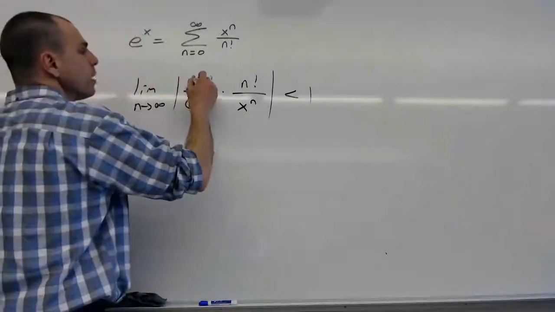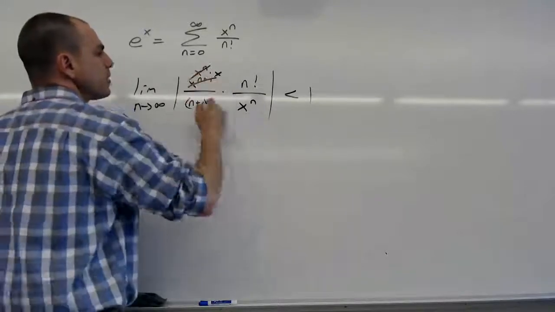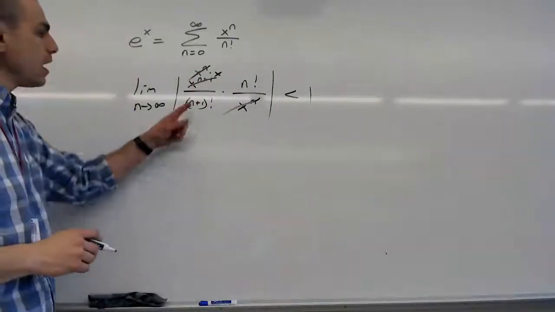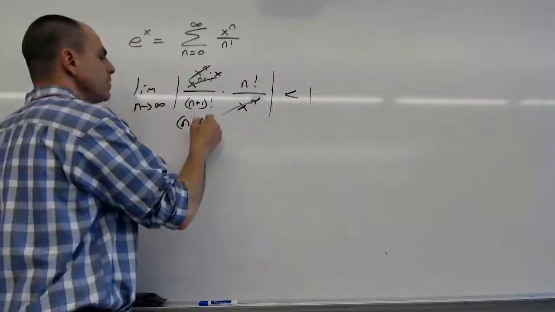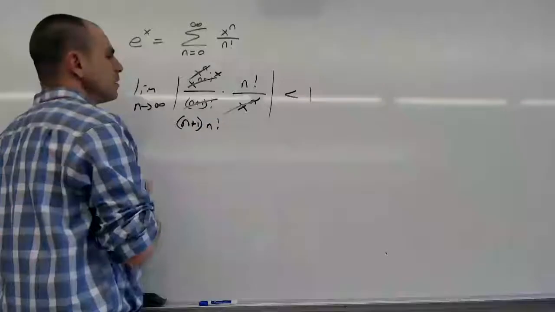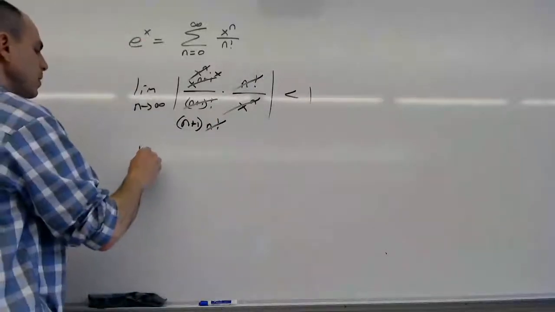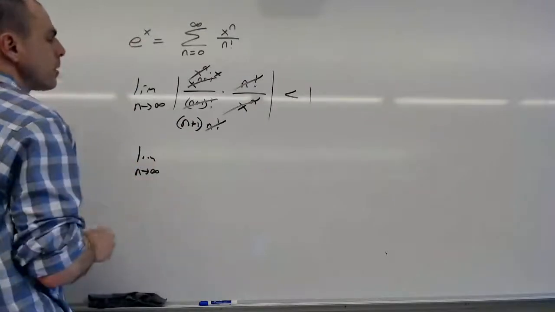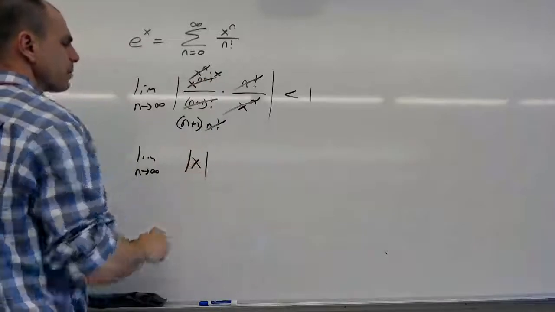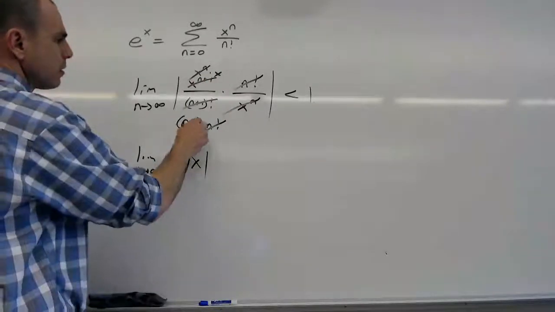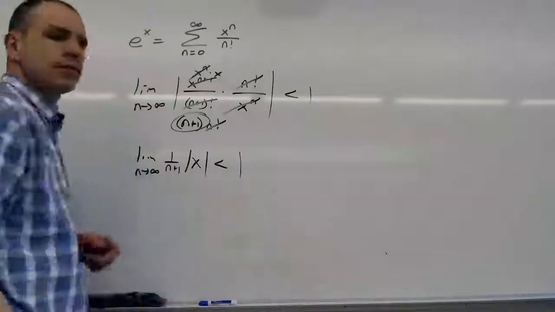x to the n plus 1, that's really x to the nth times x, and our x to the nth's wipe out. n plus 1 factorial, that's really n plus 1 times n factorial, and the n factorials wipe out. So what are we left with? The limit as n approaches infinity. Up in the numerator, all we've got is an x. I'm going to leave that in the absolute value. In the denominator, I've got this n plus 1. And I need that limit to be less than 1.